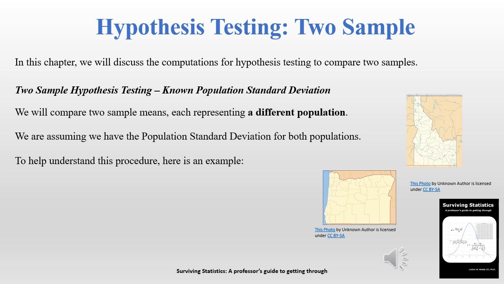So when we're comparing the means of the two different samples with hypothesis testing, we're going to begin assuming we know the population standard deviation. However, it's important for us to understand that each of these means will come from two different populations. So here's an example that we'll step through to help us understand two-sample hypothesis testing.